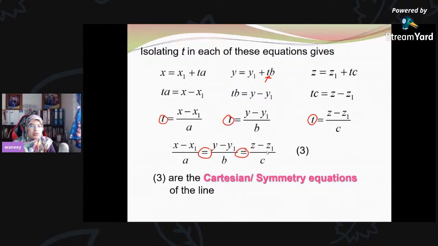Okay, so now we have three equations of the line. Let me do a bit of recap. So we have a vector equation of the line, we have parametric equation of the line, and then we have the Cartesian or the symmetry equation of the line.